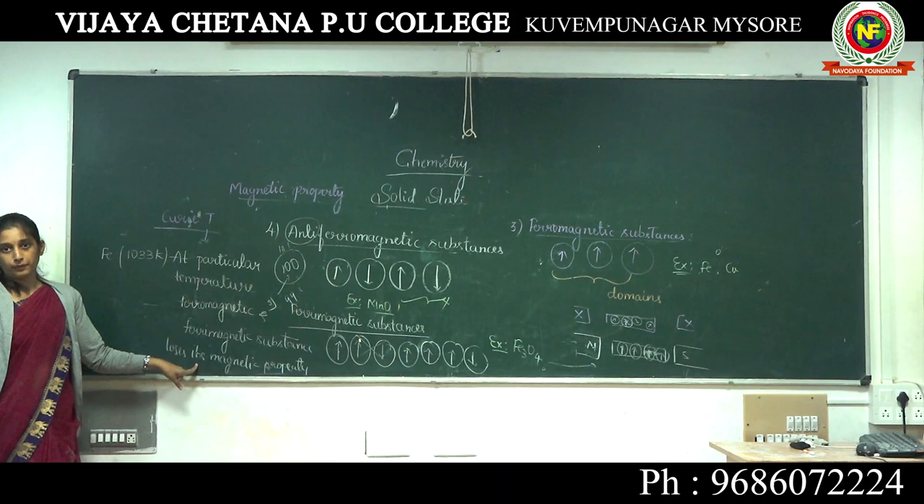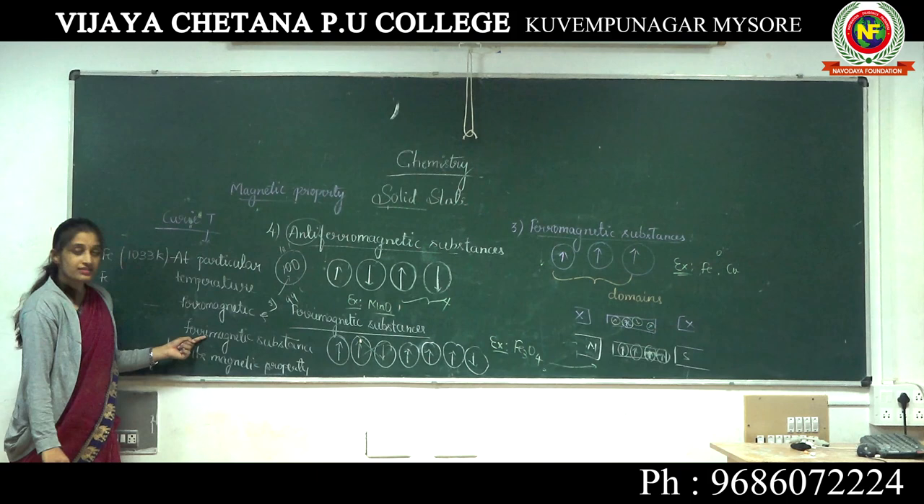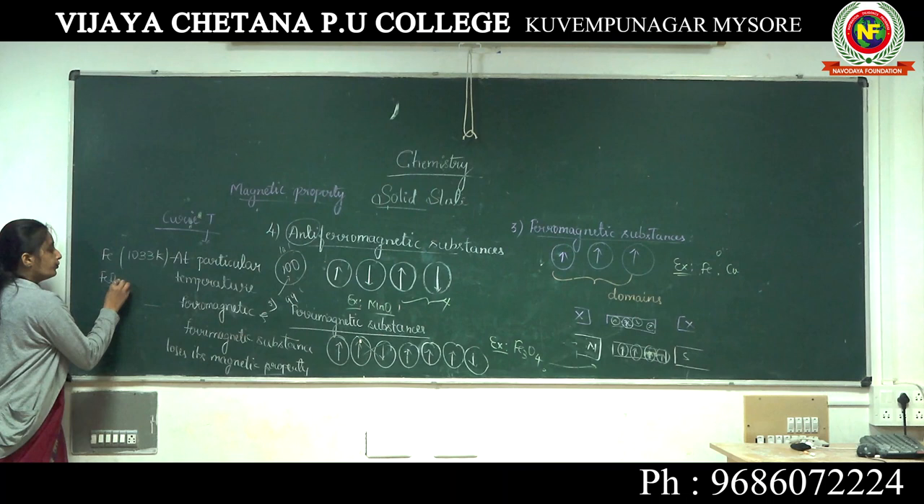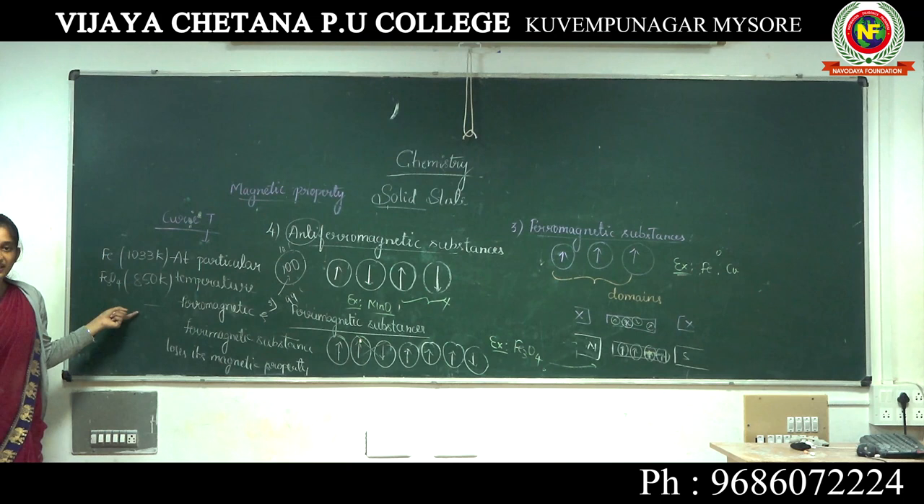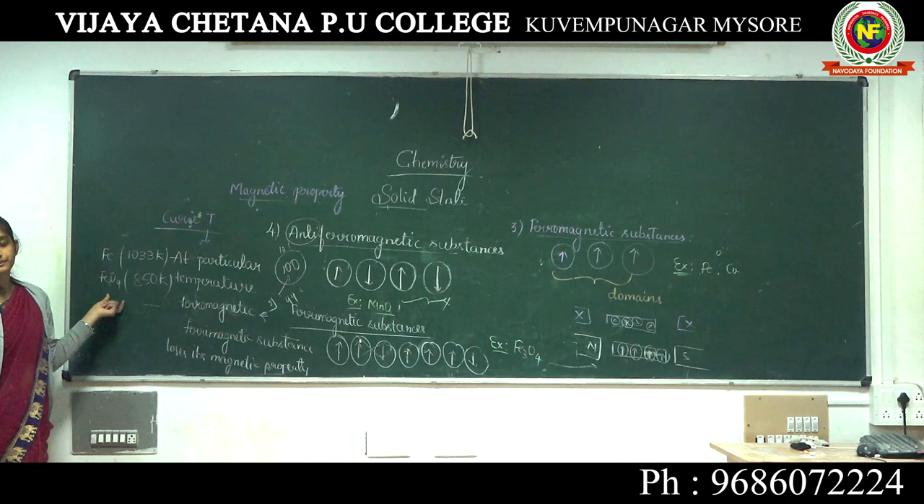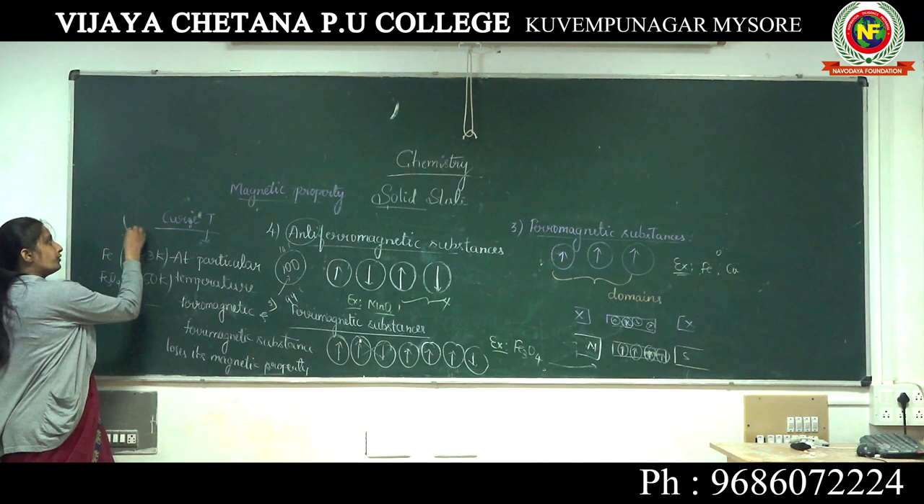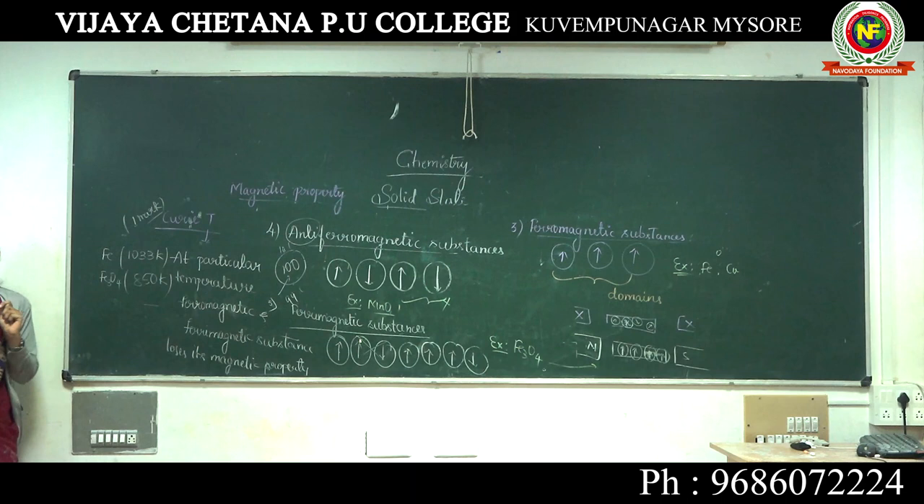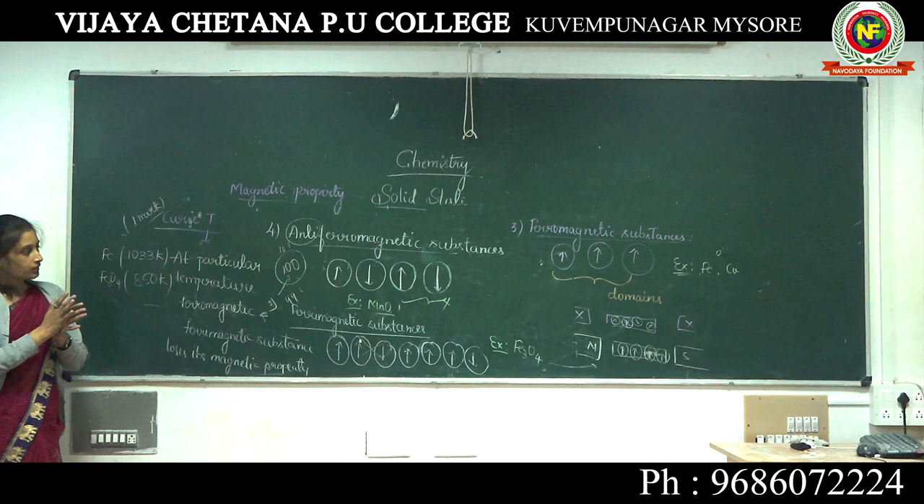Then, what example I gave for this ferrimagnetic substance? That is Fe3O4. Fe3O4 at 850 Kelvin. Above this temperature, it never acts as a magnet. It never shows the magnetic property. Very, very important for 1 mark and for CET purpose. Is it clear now? Now, if you don't have any doubt, I'm going to summarize this.